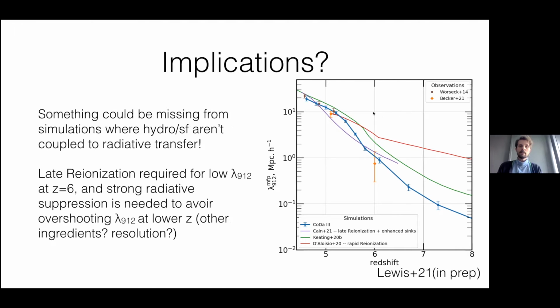So what does this imply? Well, this seems to say that there is something missing from these other theoretical works where radiative transfer is not coupled to the hydrodynamics in star formation. The other thing that is important for us is that this confirms that late reionization in our simulations is definitely a good thing when we're trying to reproduce these latest constraints on the ionization state of the IGM.